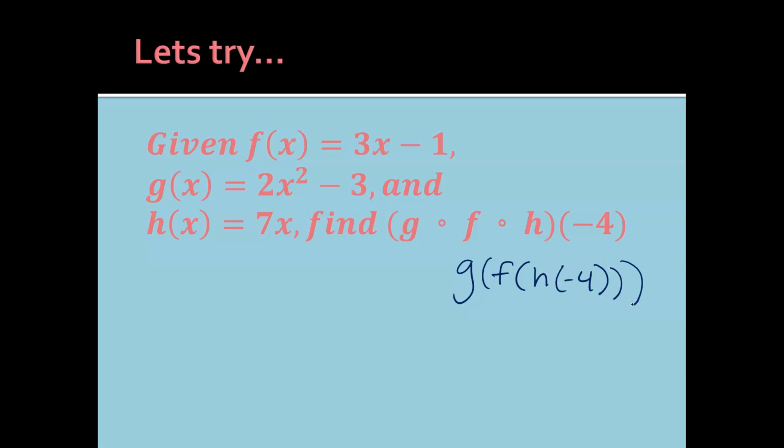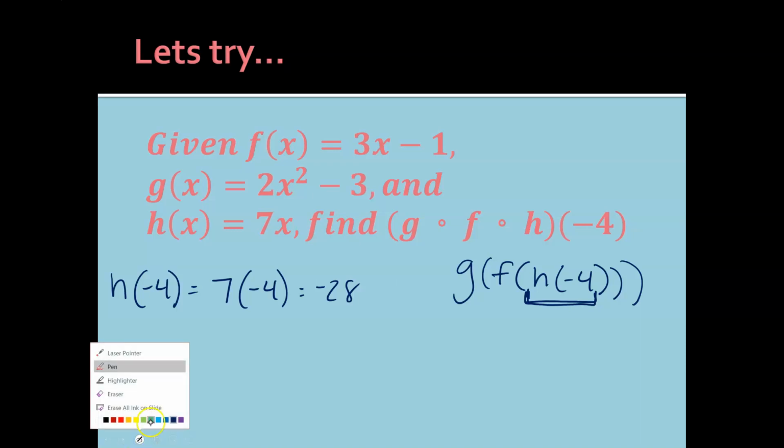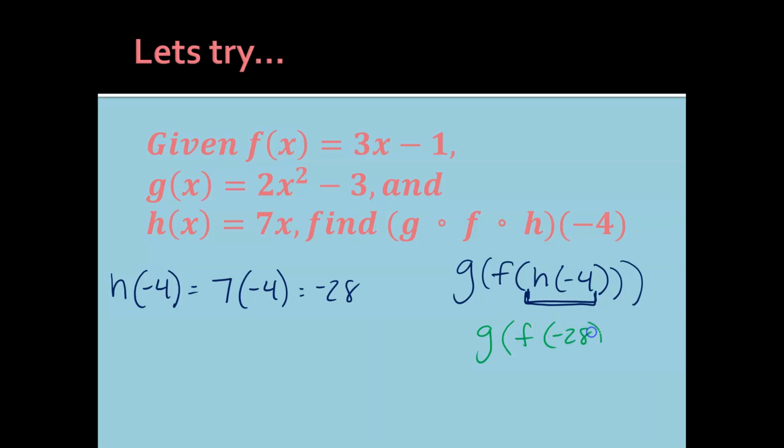All right, so inside out. So first I'm going to find h of negative 4, okay? So h of negative 4 is going to be 7 times negative 4, which is negative 28. Let me just make sure. Yeah. So that one was easy. So now I can replace the h of negative 4 with negative 28. And I have g of f of negative 28.